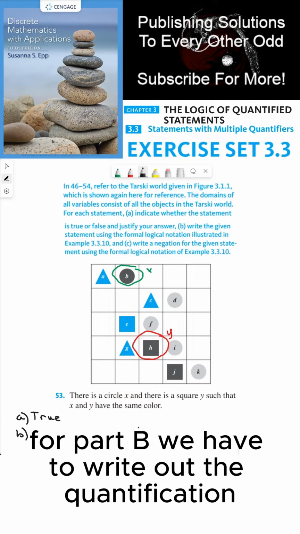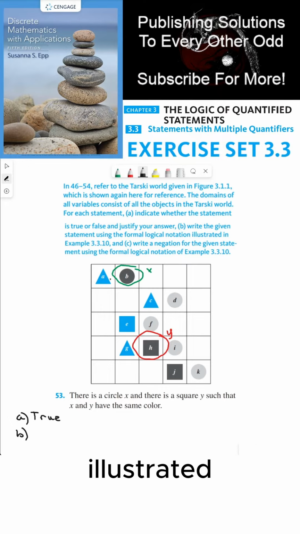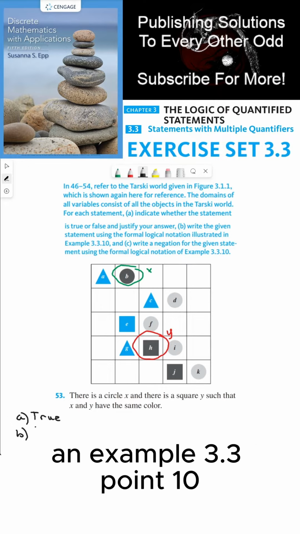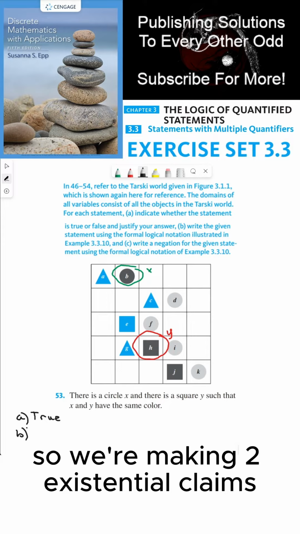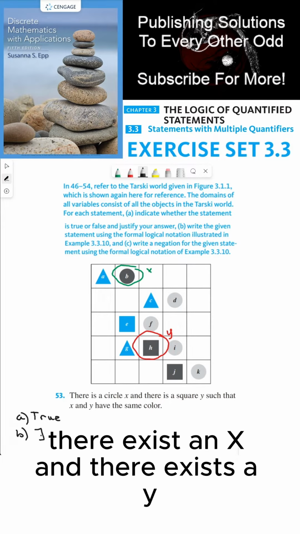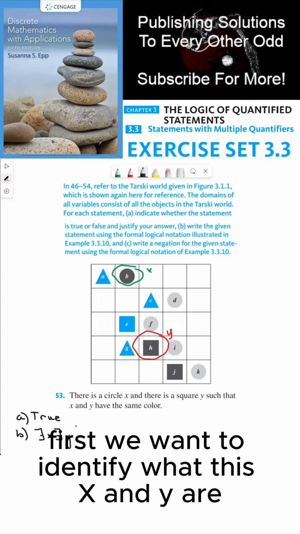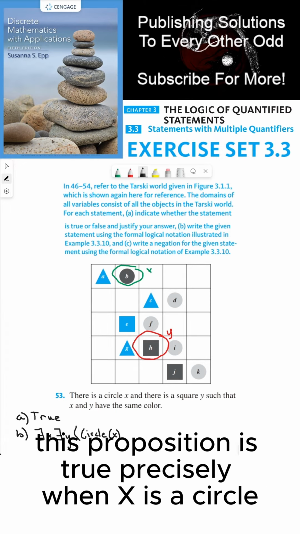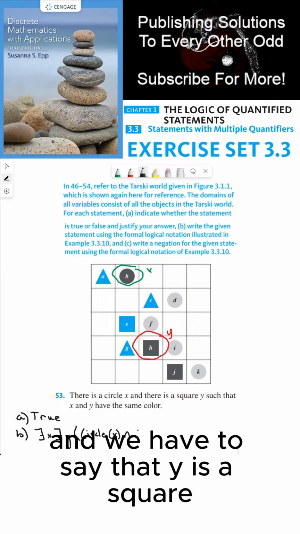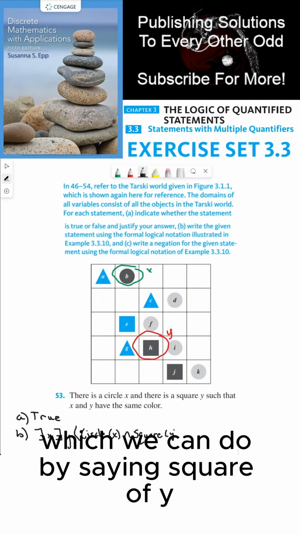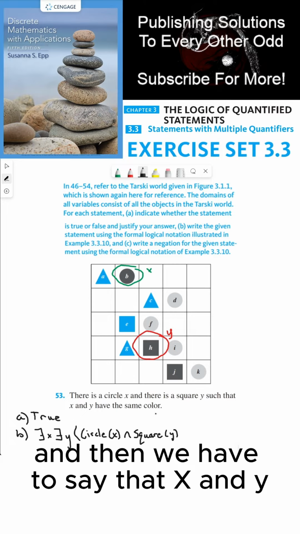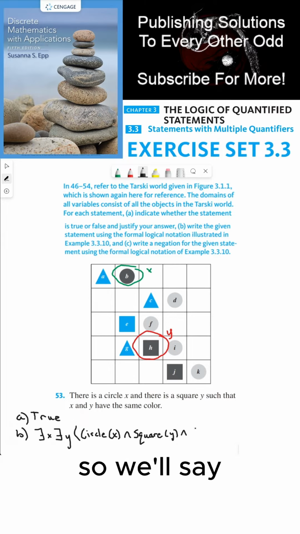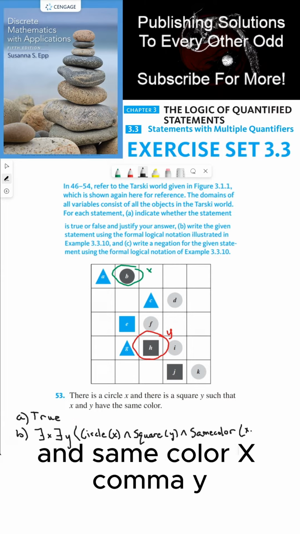For part B, we have to write out the quantification illustrated in example 3.3.10. So we're making two existential claims. So I'll put there exists an X and there exists a Y. First, we want to identify what this X and Y are. X is a circle, so we would say circle X. This proposition is true precisely when X is a circle. And we have to say that Y is a square, which we can do by saying square of Y. And then we have to say that X and Y have the same color. So we'll say and same color X comma Y.